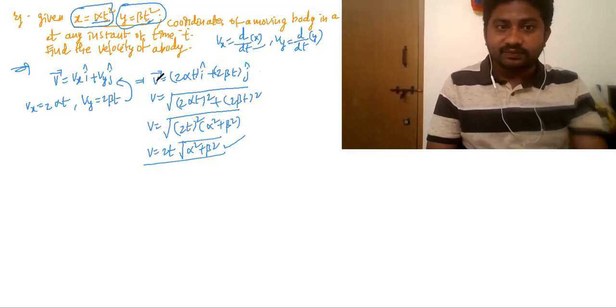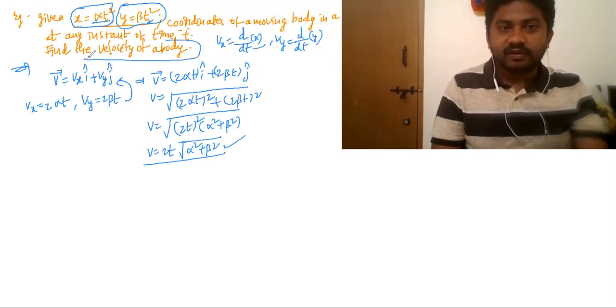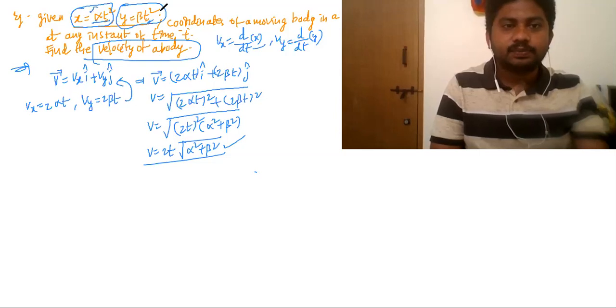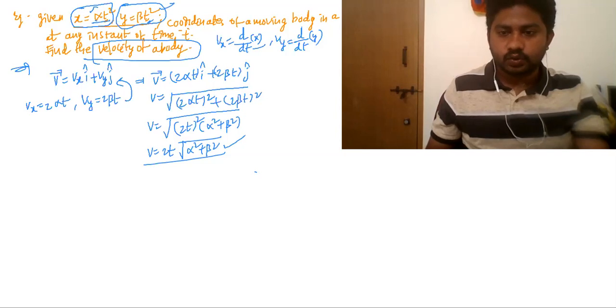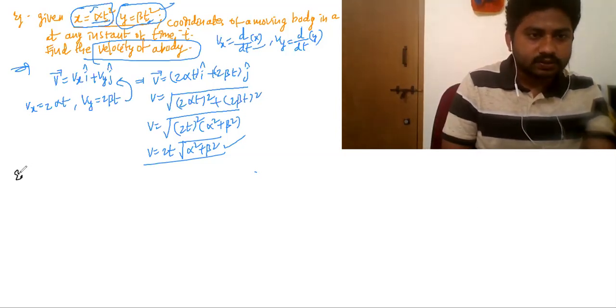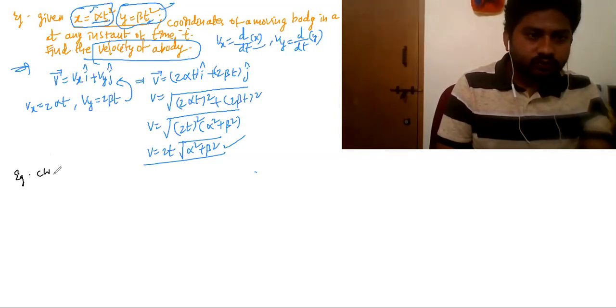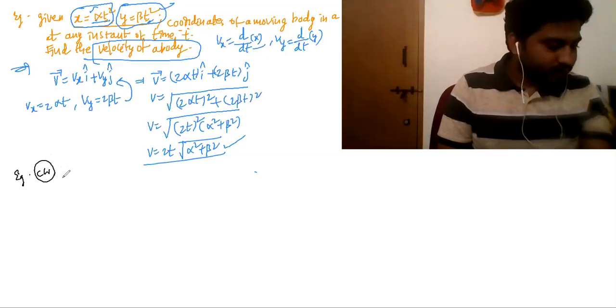So what is this? This is the velocity of the body at that instant. These are the instantaneous positions. Clear? Are you ready to take up the other question? The other question is a classwork question, right? So what is this question?